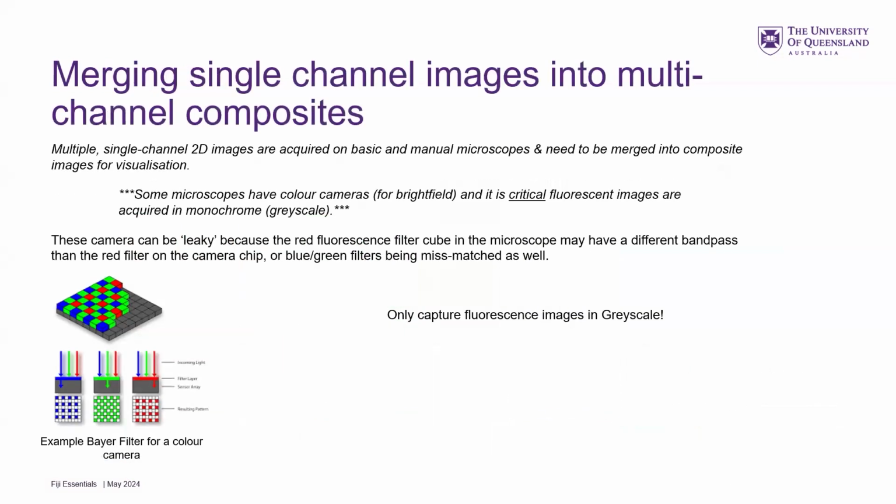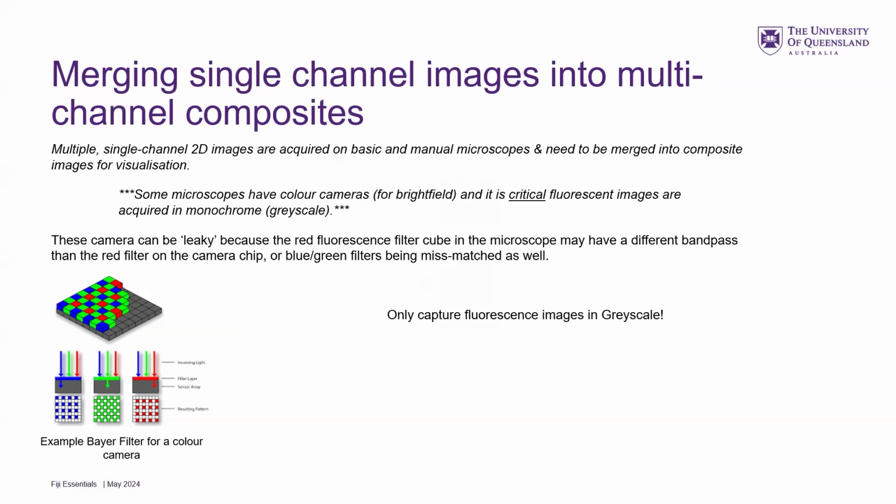One kind of side thing is if we're merging images together, you really want to make sure that your image source files are not RGB color images. So some microscopes have a color camera, and that's going to be for like histology. You're going to get your pinks and purples and things like that. Now for fluorescence, what we find with those is there's an issue where they're leaky.